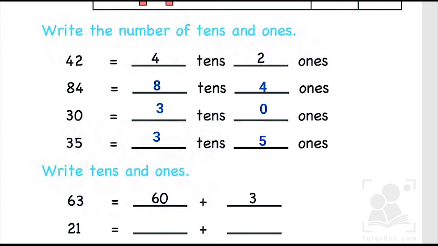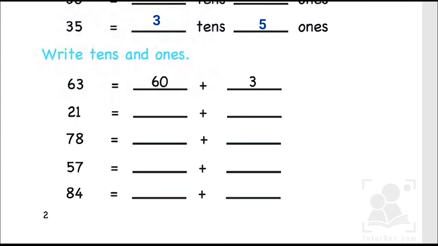Similarly, the next part of the exercise says write tens and ones but in a mathematical manner. As the first one has been done for us, 63 has been broken into 60 plus 3. So this is a very simple exercise because you will do it on your own and we'll check the answers in one of my coming videos. Let's move to the next page.